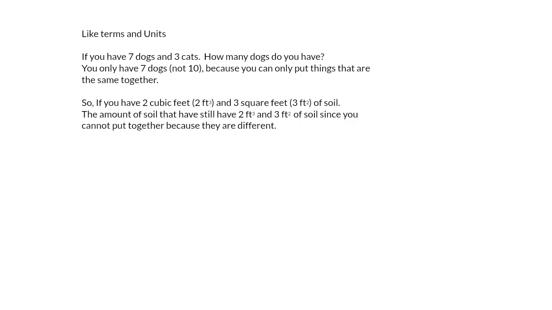Similarly, let's look at another example. If you have 2 cubic feet and 3 square feet of soil, the amount of soil that you have still has to be 2 cubic feet and 3 square feet. You can't say the total is 5. You can't put the two of them together because they are different quantities, different units.